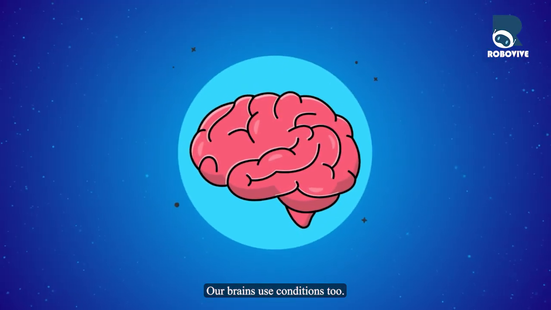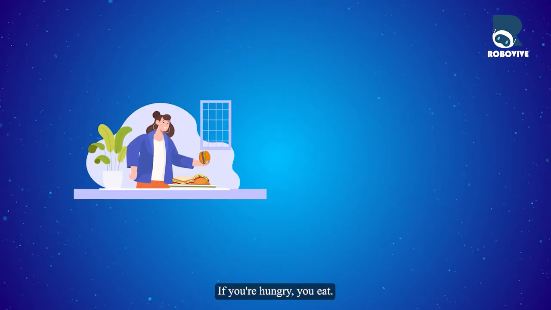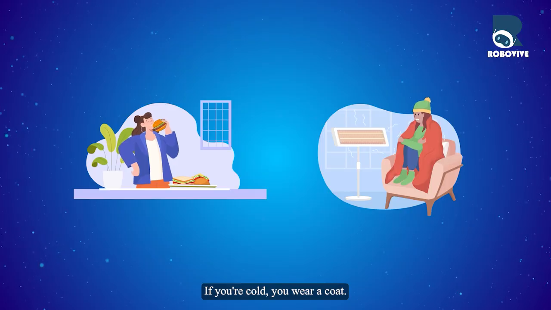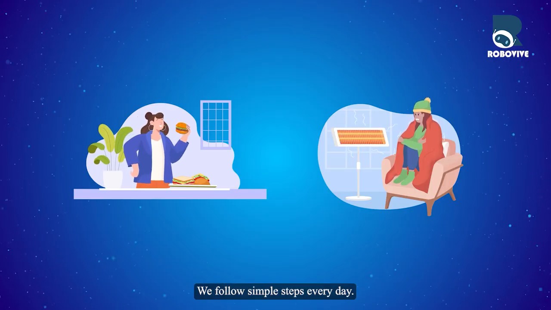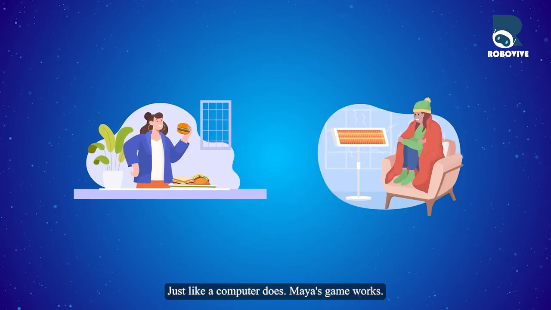Our brains use conditions too. If you're hungry, you eat. If you're cold, you wear a coat. We follow simple steps every day, just like a computer does.